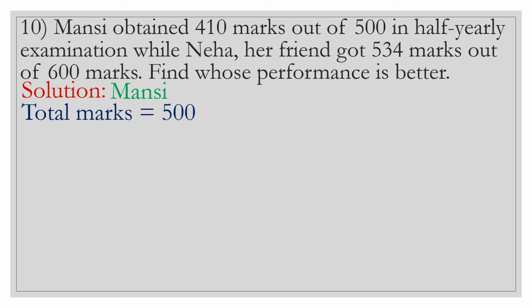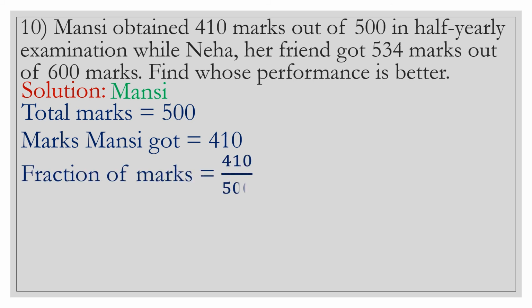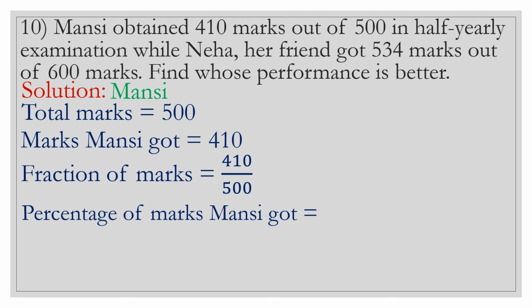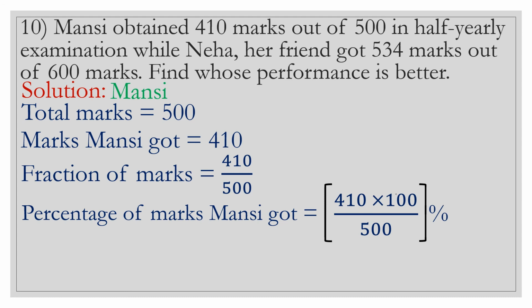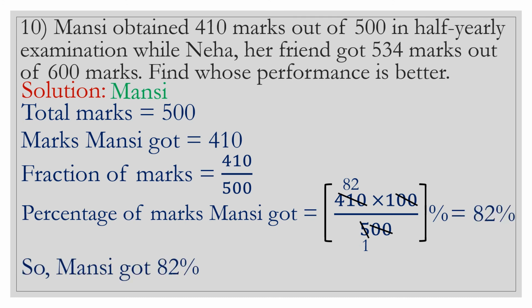Let's start with Mansi. Total marks is equal to 500 and marks Mansi got is equal to 410. So fraction of marks is equal to 410 upon 500. Now convert into percentage, and we know that if we convert a fraction into a percentage, multiply the fraction by 100 and put the percentage symbol. So percentage of marks Mansi got is equal to, write down 410 upon 500 multiply by 100 in bracket and put the percentage symbol. Now simplify. Cut 20 by 20. 5 and 410 both are divisible by the same digit 5. So divide. 5 ones are 5 and 5 82s are 410. So we get 82%. So Mansi got 82%.